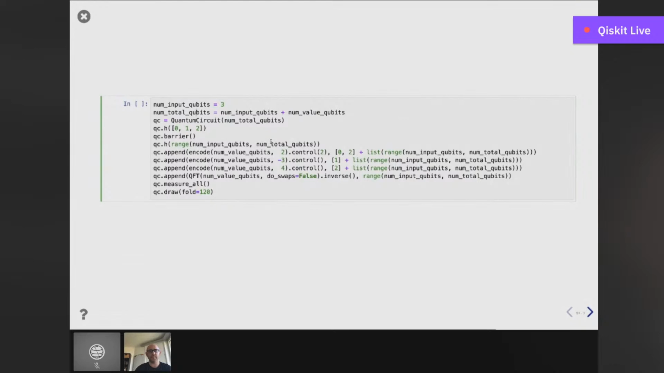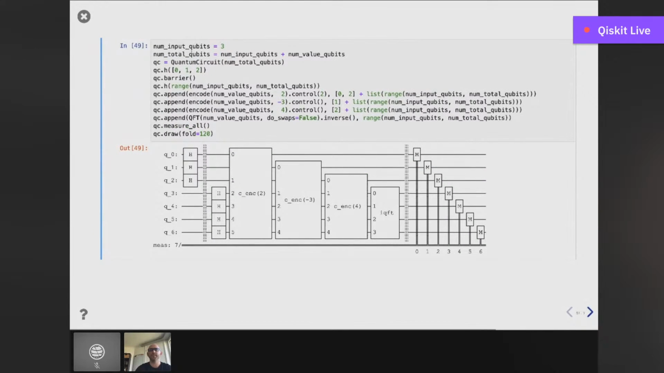Let's have a look at a little bit more complex circuit. So what we did here is we have now 3 qubits that we add, 3 input qubits, and we apply the Hadamard gates to them. So we bring them into equal superposition. That's what you see here. And then we apply this encode gate that we have seen before, controlled by these input qubits. So here we use 2 controls, actually the qubit 0 and the qubit 2 to control the encoding of 2. Then we control the -3 with the qubit 1 here, and the +4 with the qubit 2. And then we apply the inverse quantum Fourier transform and we measure.